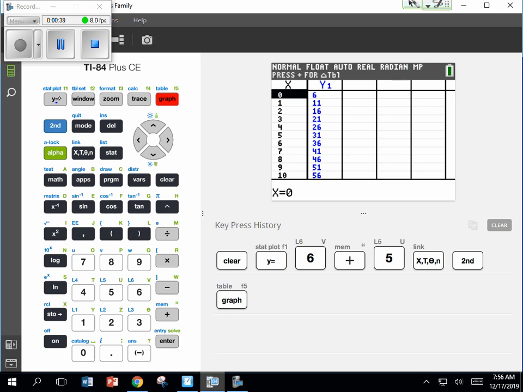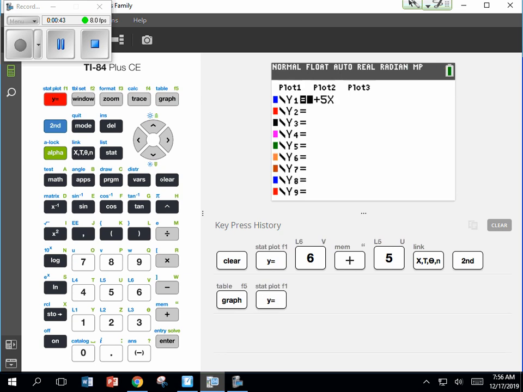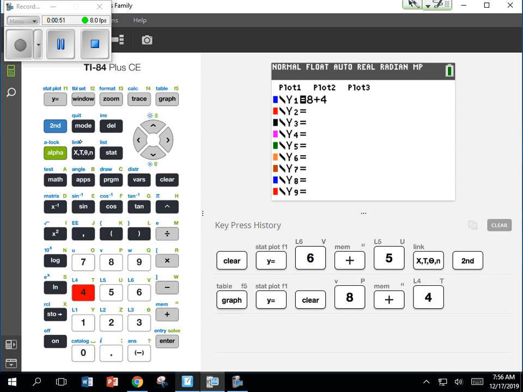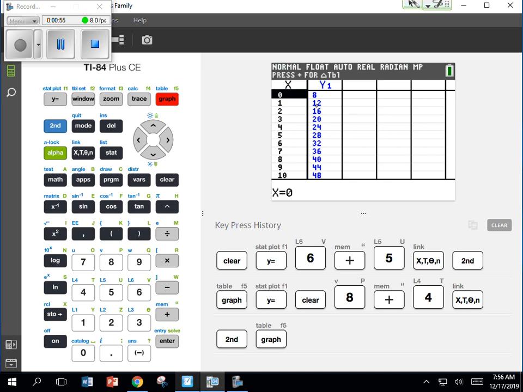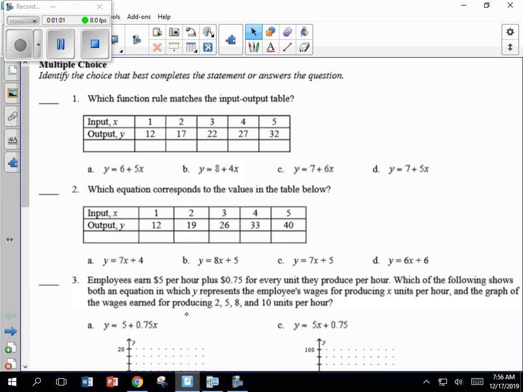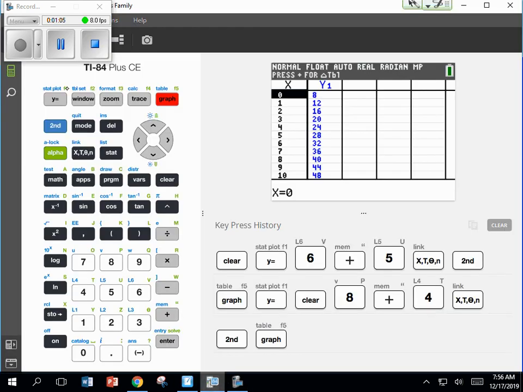So you're going to go back to y equals, and you're going to graph the second one, 8 plus 4x. Second table, 1 and 12 matches, 2 and 16, it should be 2 and 17, so that does not match. And then now we're going to try the last one.